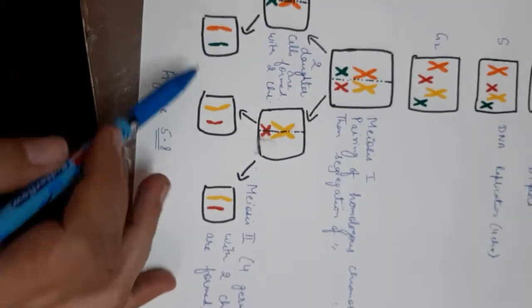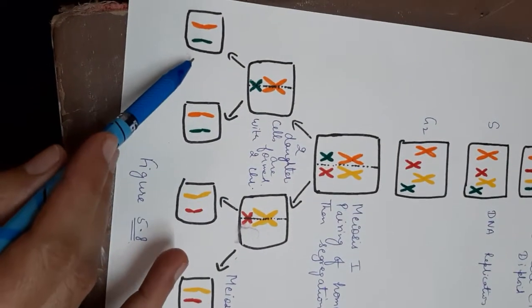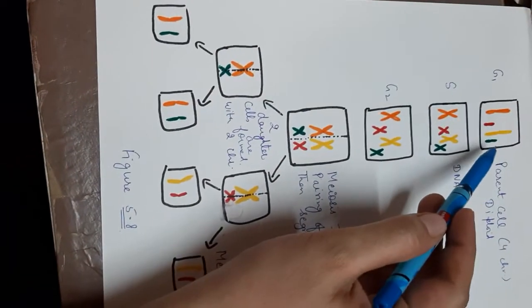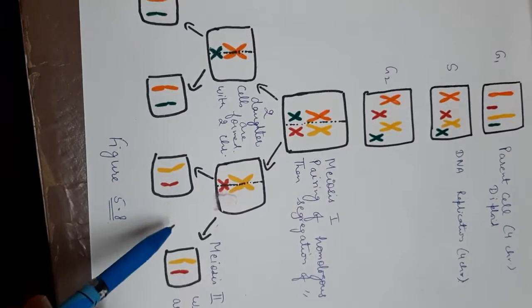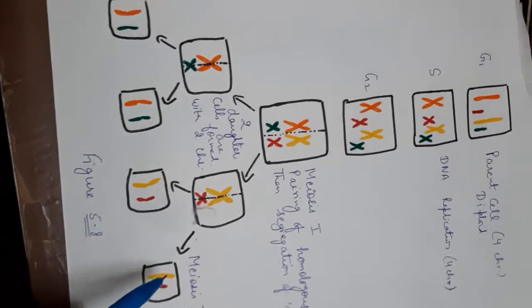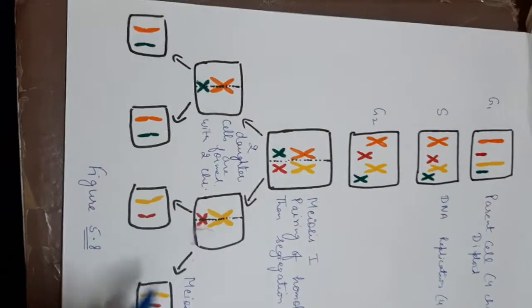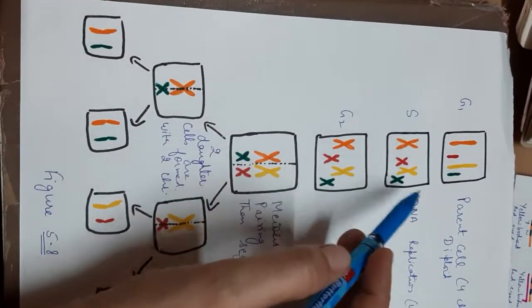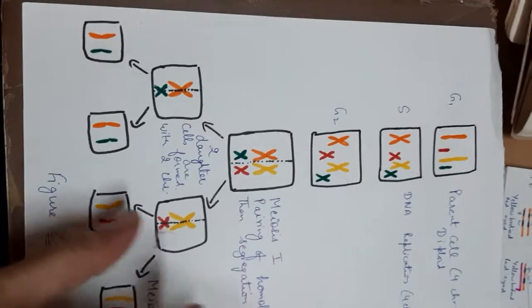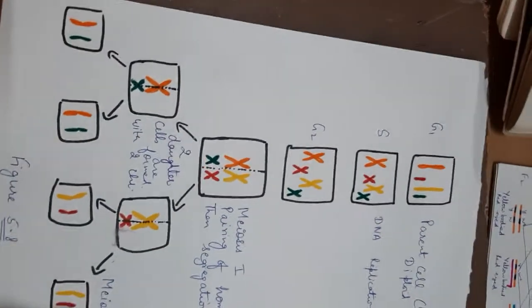So in the end we have 4 germ cells, or 4 gametes, and as you can see, in the parent cell we had 4 chromosomes and in the daughter cells we have only 2 chromosomes. So meiosis is a reductional division, right? So that is about figure 5.8. Some steps like this S stage are not given in the book, so I have mentioned them here just to make this clear to you.